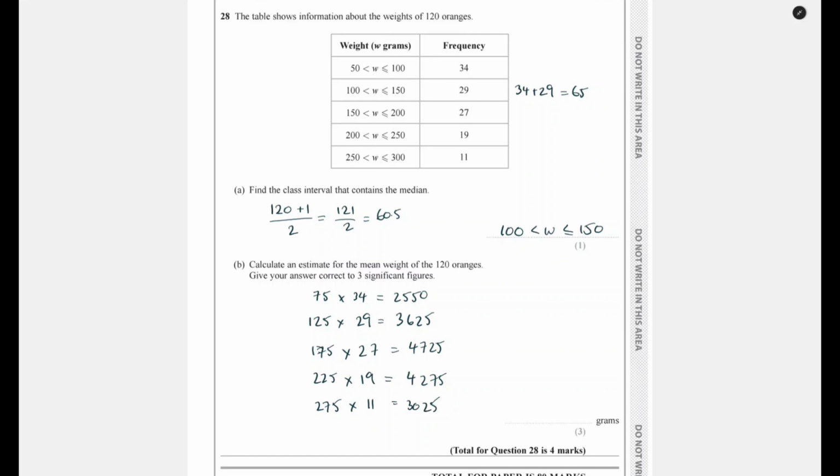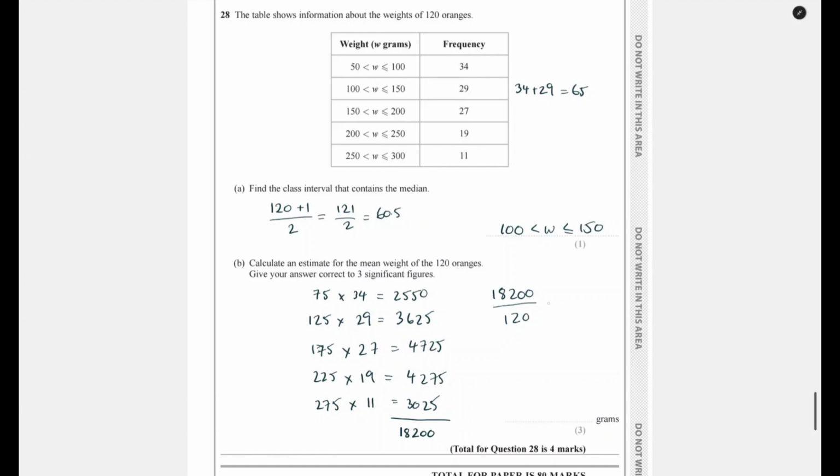And finally, 275 multiplied by 11 gives us 3,025. And so to get the total, we add all of these together, and that gives us 18,200. Now, we know that we have 120 oranges, and so we're going to do 18,200 divided by the 120 oranges, and that will give us an answer of 152. So the average or mean weight of the 120 oranges is 152 grams.